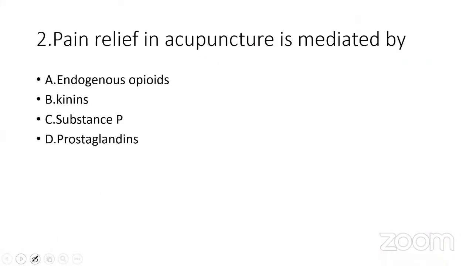Next question. This is also related to pain. Pain relief in acupuncture is mediated by. So this question directly relates to the gate control theory of pain. Option A, endogenous opioids. Option B, kinins. Option C, substance P. Option D, prostaglandins. So pain relief in acupuncture, or applying any liniments or rubbing. What is happening?